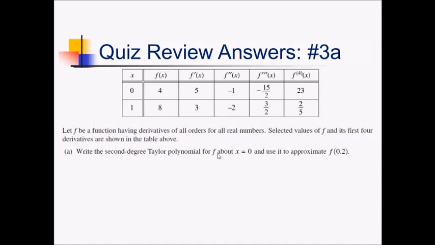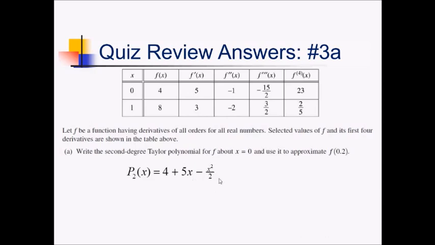So we have to build a Maclaurin series from scratch here. So my p sub 2, my second degree Taylor polynomial, the first thing in that series is going to be f of 0, f of the center, which is just 4 according to this table. Next, I need f prime of 0 times x, so that's going to be 5x. Next, I need f double prime of 0 over 2 factorial times x squared, so that's going to be negative 1 over 2 factorial with an x squared. And that's it. That's our second degree Taylor polynomial.